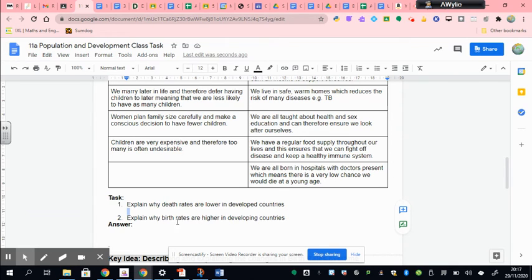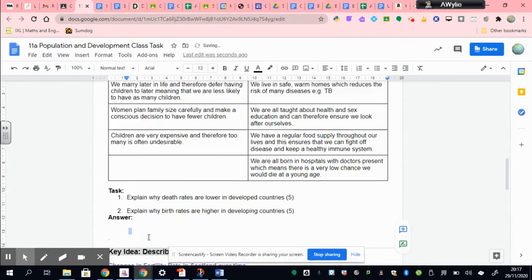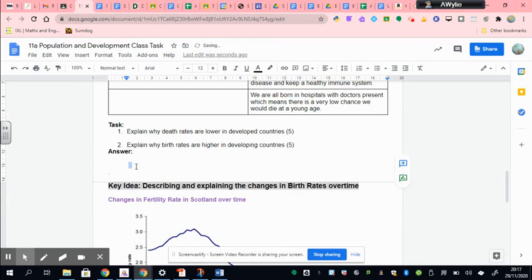At the same time, I'd also like you to try to give me 5 good explanations for this second question, which is why are birth rates high in developing countries? Go ahead and write your answer for both those questions. You're going to try to give me 5 points. I'm just going to write 5 right here to guide you on how long your answers should be. Now pause the video.